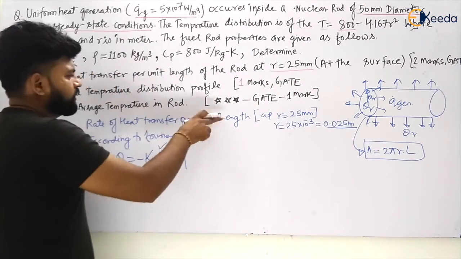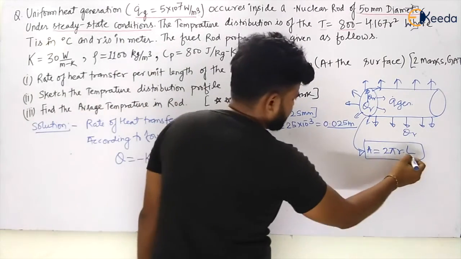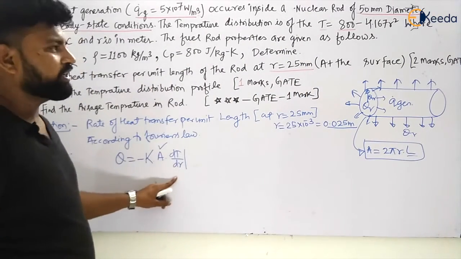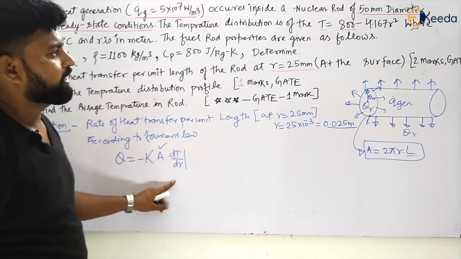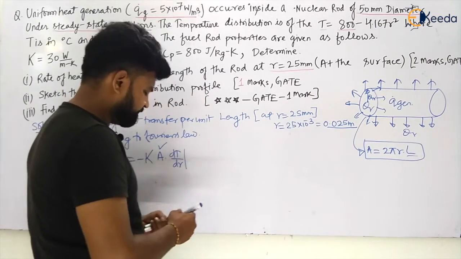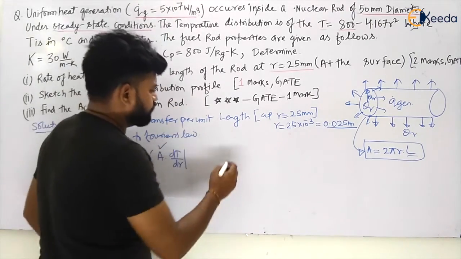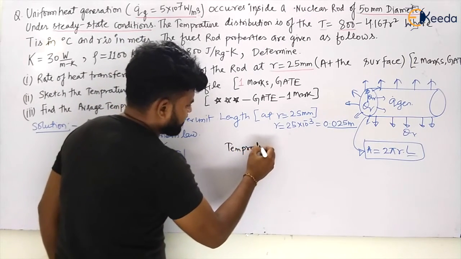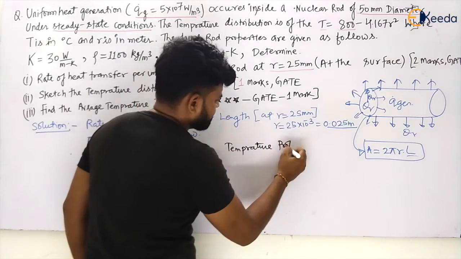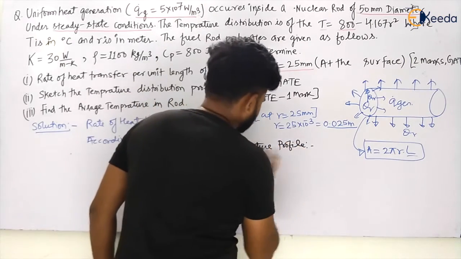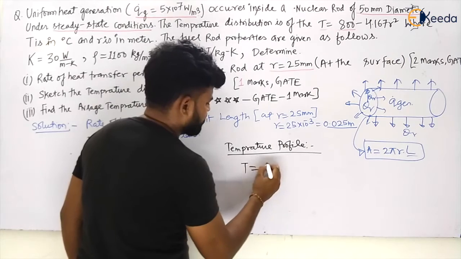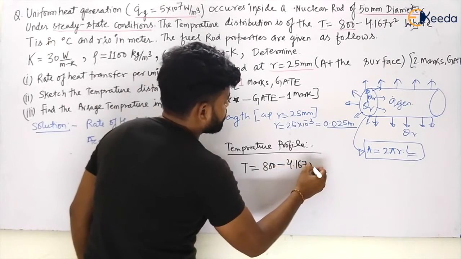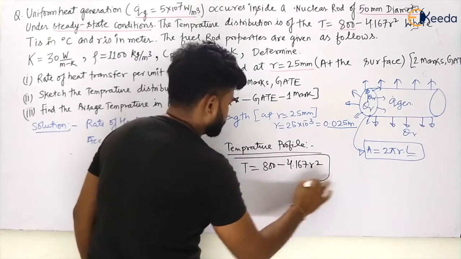And he is asking about per unit length. So length will become how much? I will take that L to be 1. So let us calculate the value of dT by dr. What is the temperature profile he has given? The temperature profile he has given is T is equal to 800 minus 4.167 r square, my dear students.